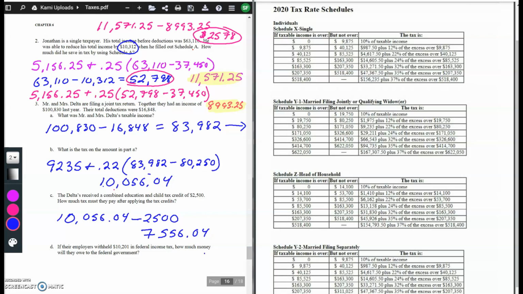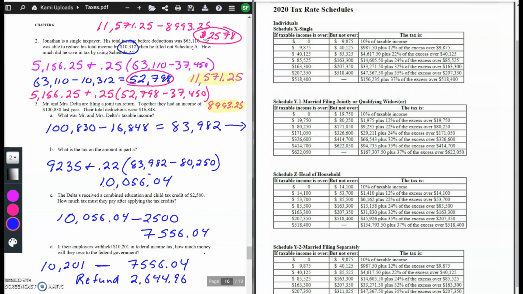And then Part D says if their employers withheld $10,201 in federal income tax, how much money will they owe to the federal government? Well, actually, if they withheld $10,201 from their paychecks, but they only owe $7,556, they're not going to have to pay anything. They're actually going to get a refund for the difference. So if you subtract these two, they're actually going to get a refund of $2,644.96.